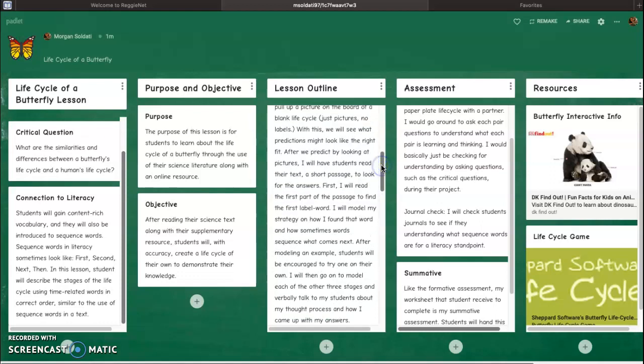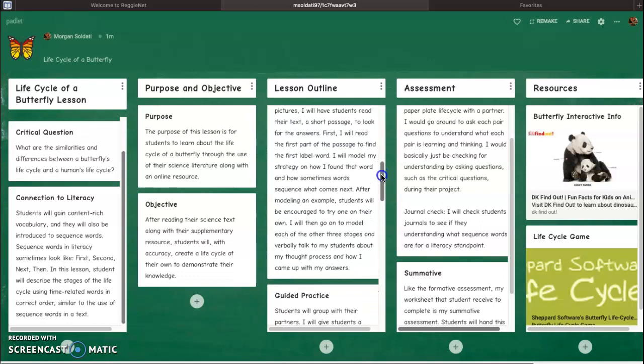So after looking at this, we'll see what predictions might look right. And after we predict by just looking at the pictures, I will have students read their text, a short passage, it's not anything too long, to look for the answers. First, I will read the first part of the passage to find the first label word.